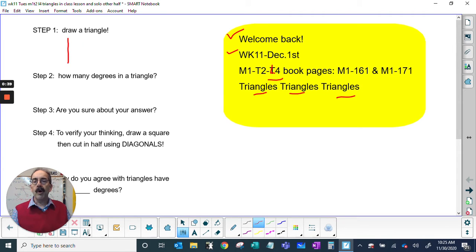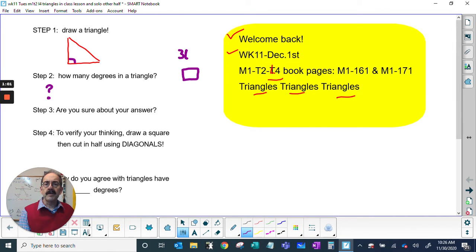I'm going to draw a right triangle because I think it helps to make the point. So a right triangle is the one I'm going to draw. How many degrees in a triangle? Serious, how many degrees? You know that a square was 360 degrees. How many degrees in a triangle?